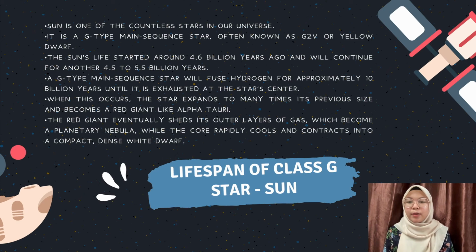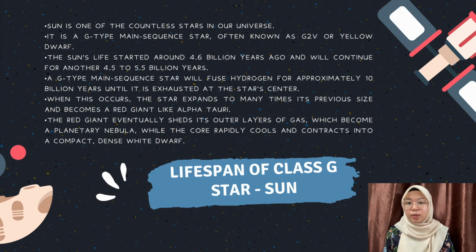Next, I will share about the lifespan of a class G star, which is the Sun. The Sun is one of the countless stars in our universe. It is a G-type main sequence star, often known as G2V or yellow dwarf. The Sun's life started around 4.6 billion years ago and will continue for another 4.5 to 5.5 billion years.